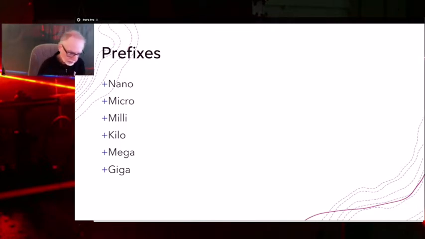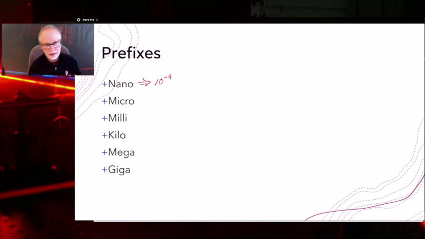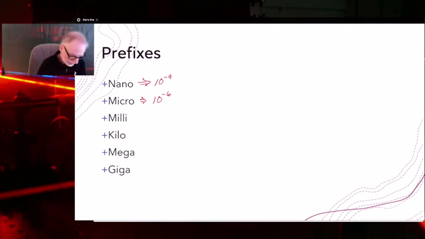So nano is a prefix that we use when we're talking about 1/billionth of a particular measurement, and 1/billionth corresponds to 10 to the minus 9. So when we talk about nanometers, that's 1/billionth of a meter, 10 to the minus 9 meters. Another one that we'll use frequently is micro, which is 10 to the minus 6, or 1/millionth. Milli is 1/1000th, 10 to the minus 3.